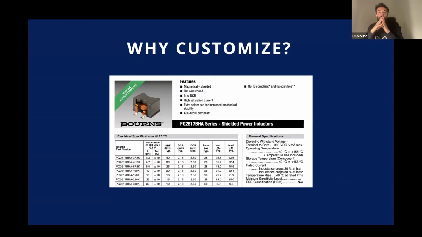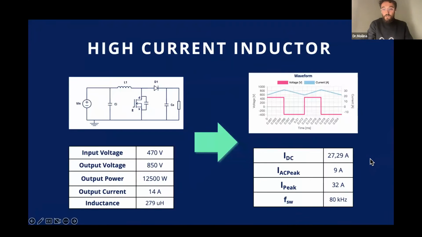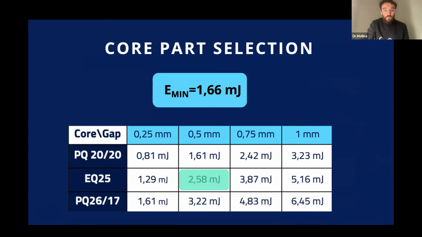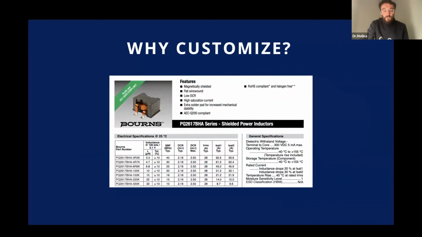I am always trying to find which kinds of components can be customized. You can customize everything, but it is not recommended where manufacturers already provide good components. If you check our final solution, it is very similar: a PQ or EQ 25 with 0.5 millimeters of gap. If you come to these data sets from Würth, you can find components with, for example, 22 microhenries, a maximum RMS current of 28 amperes and a saturation current of 14. Also, it's important to understand what these application notes mean.